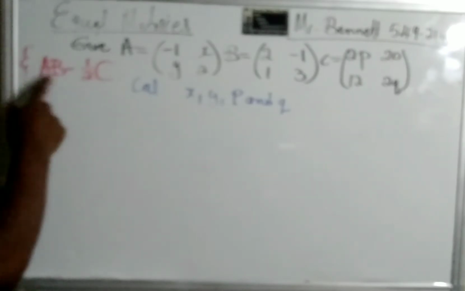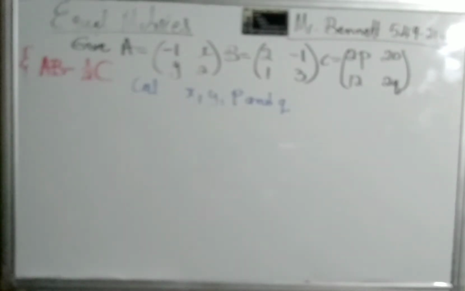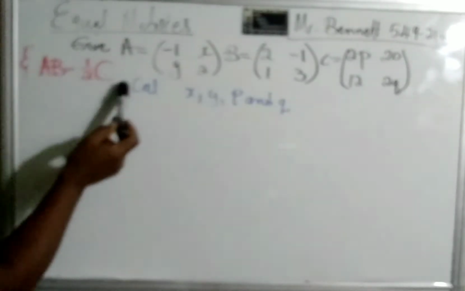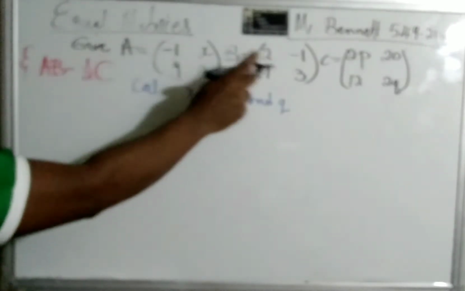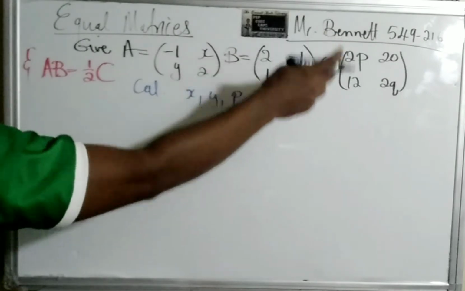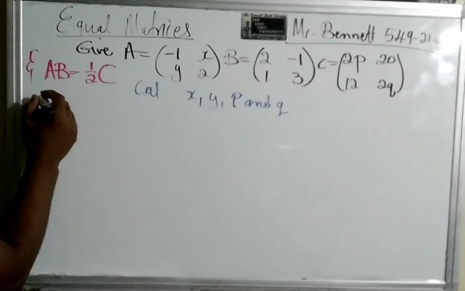So this is AB is equal to half C. So let's do what the rule says. This is the most critical part. The rule says we are supposed to multiply AB and then find the half of C. So let us multiply A times B.